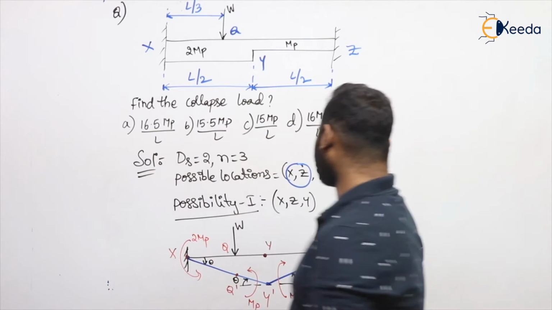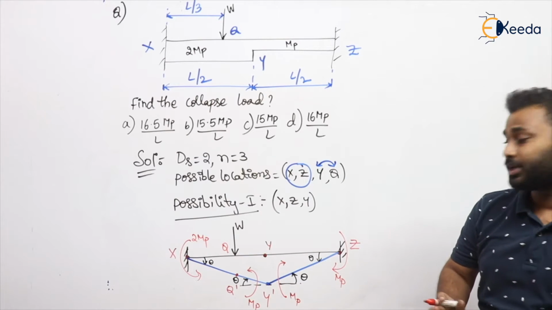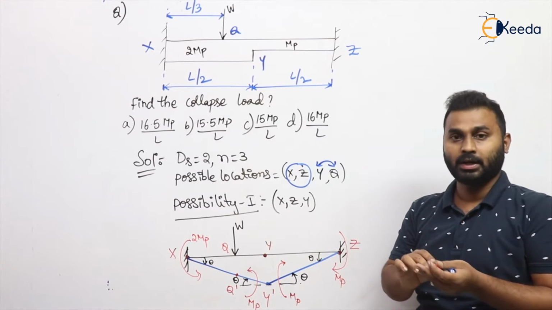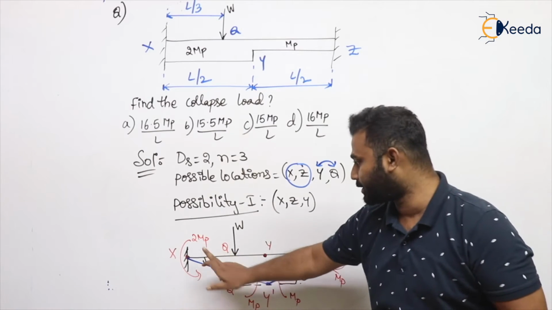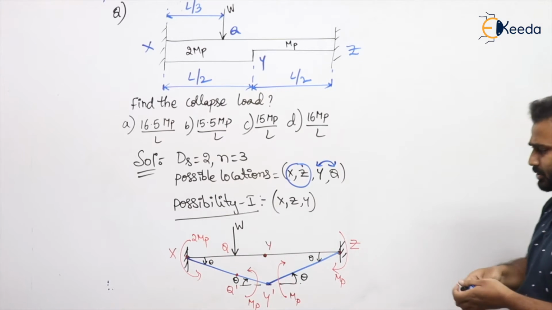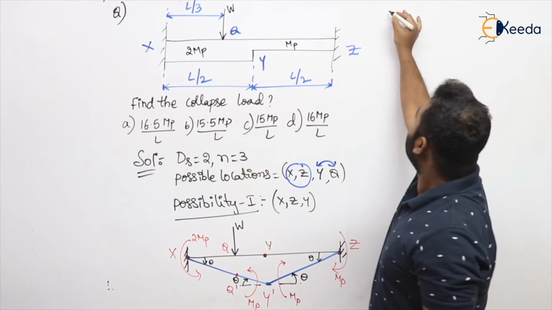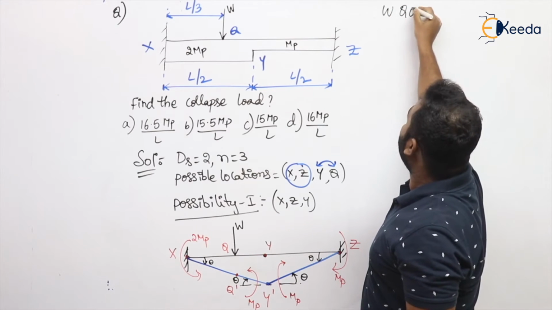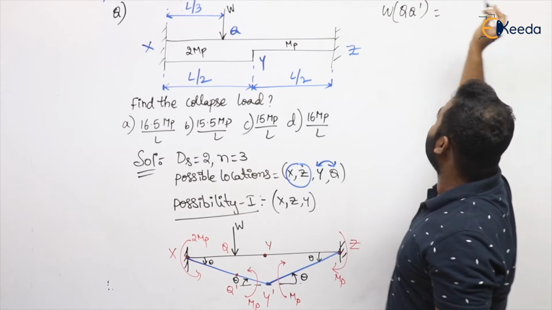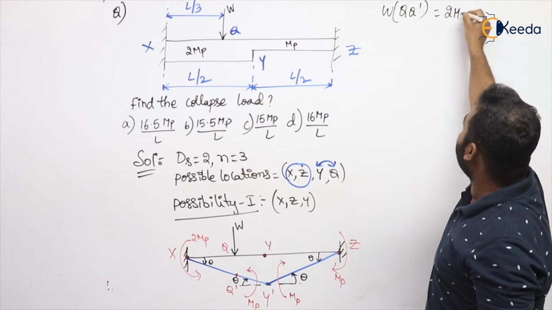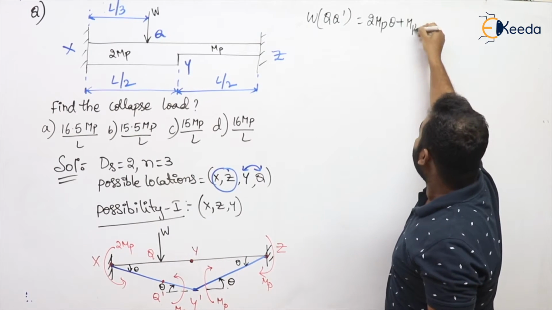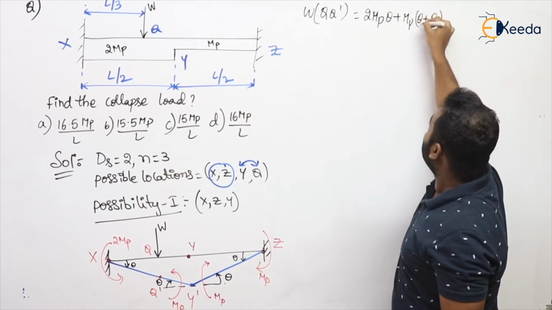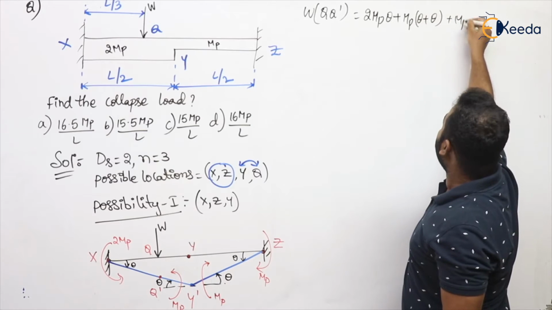For getting the collapse load, we need to equate external work to internal work. Here external work is done by this load W, and internal work is done by these moments 2 mp and mp. Same regular procedure. So W into QQ dash is the external work, and internal work is 2 mp theta plus mp theta plus mp theta.